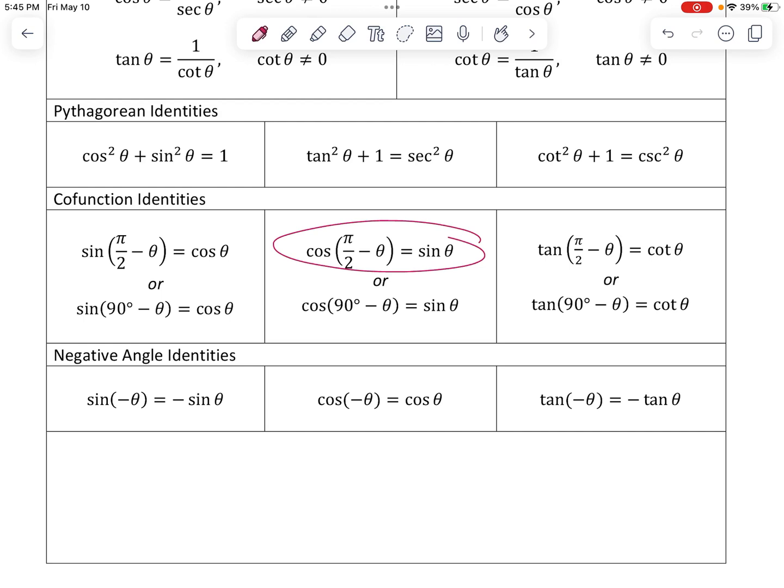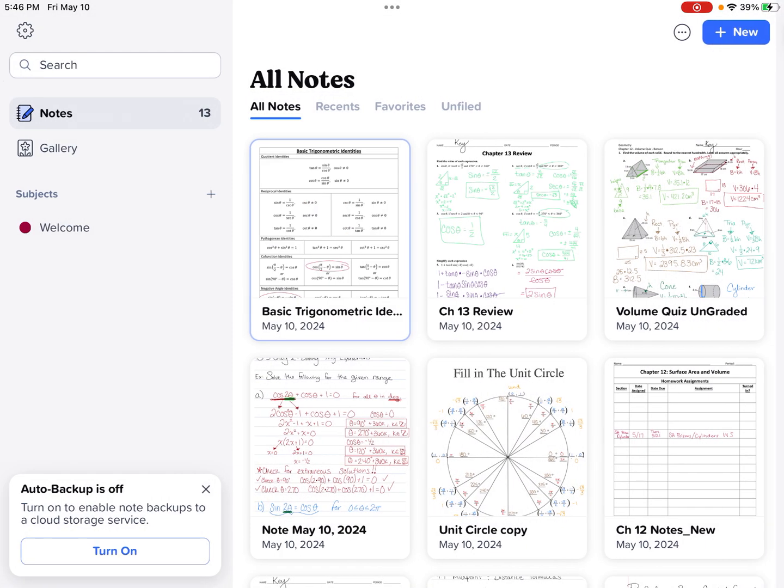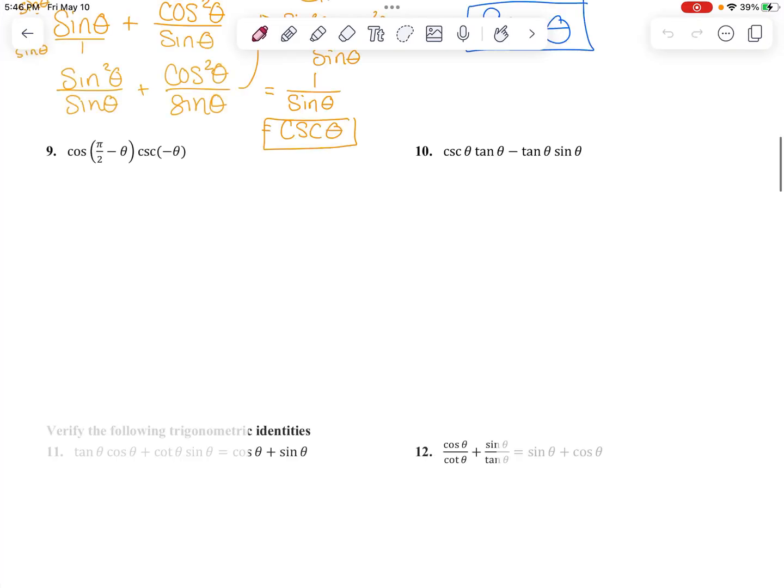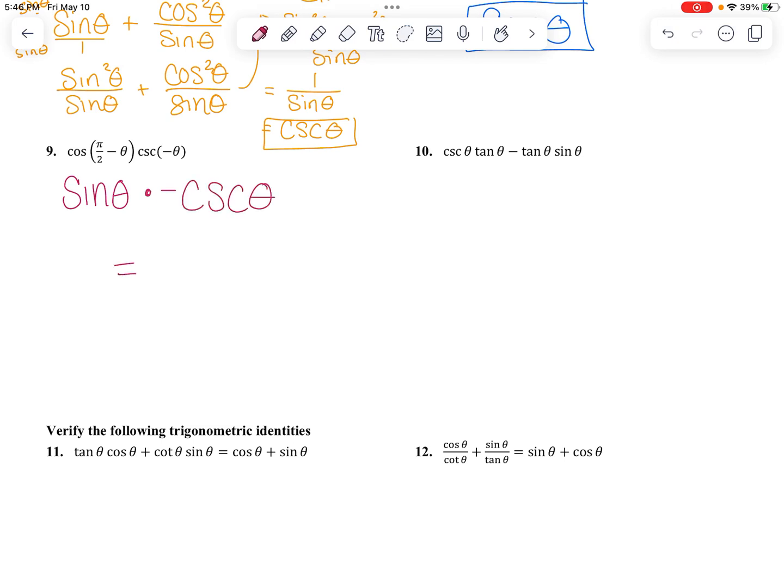And then I had a cosecant of negative theta. Now, I don't have that for an identity, but remember, the negative angles work for their reciprocals as well. So if sine of negative theta is negative sine of theta, that means cosecant of negative theta is negative cosecant of theta. So this was sine of theta. This is negative cosecant theta. Those are multiplied reciprocals, so they become 1, but it is negative.